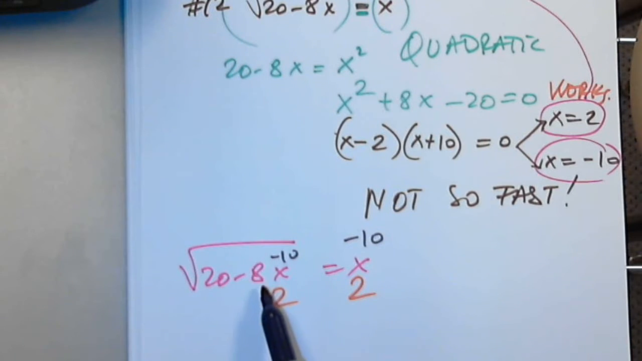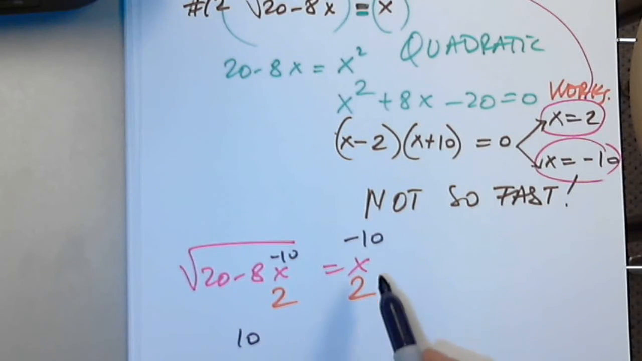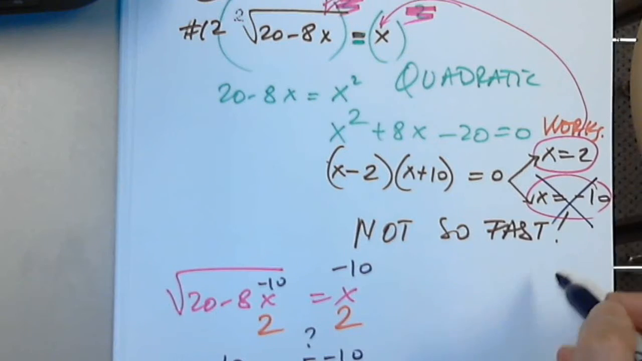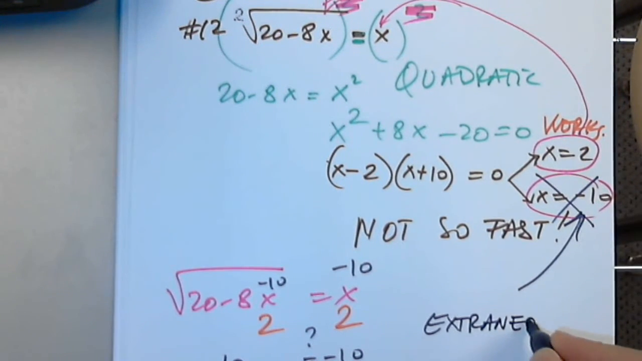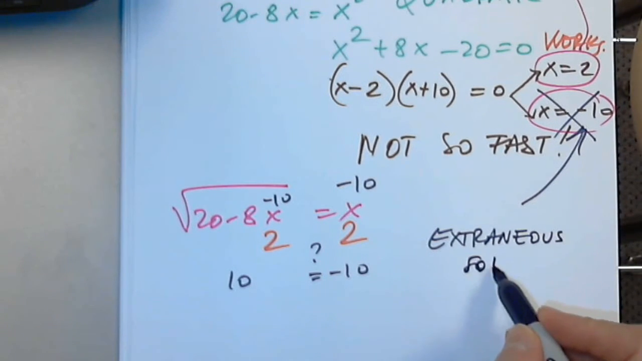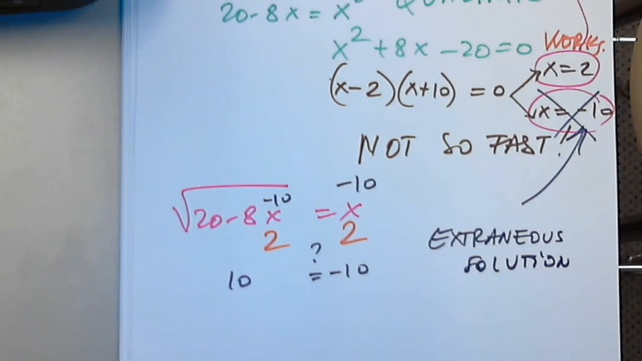-8 times -10 is positive 80. 80 plus 20 is 100. The square root of 100 is 10, but this side is -10. Is this the same? Absolutely not. So this is called an extraneous solution. It's a byproduct of a procedure that is not safe. Could both work? Yes, it's possible. Could none of them work? Yes, it's possible as well. In this case, we only had one solution.